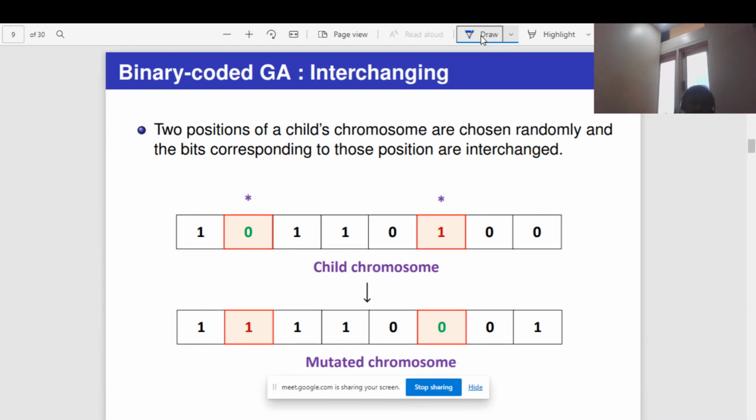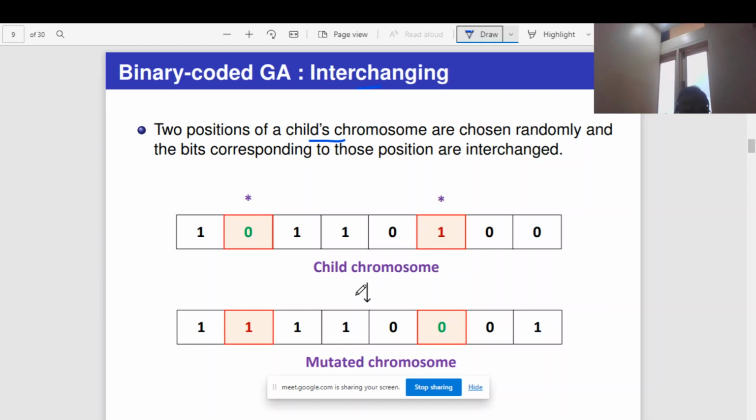Next what we'll be discussing is interchanging. In interchanging, we select two positions of the child chromosome randomly. Depending on the length, you just select any two positions randomly and interchange them. Here in this chromosome these are the two positions selected, on the actual child chromosome, so they were interchanged. This 0 goes here and this 1 comes here.